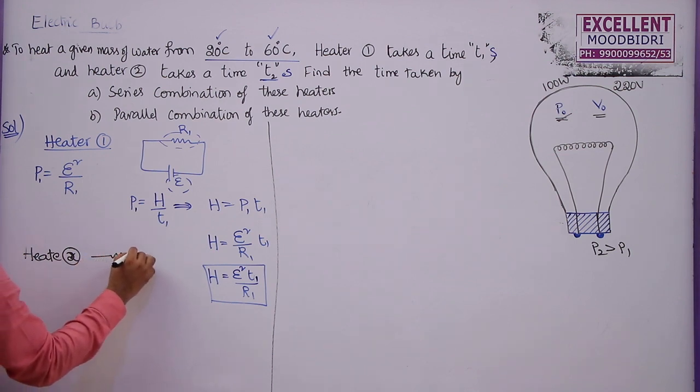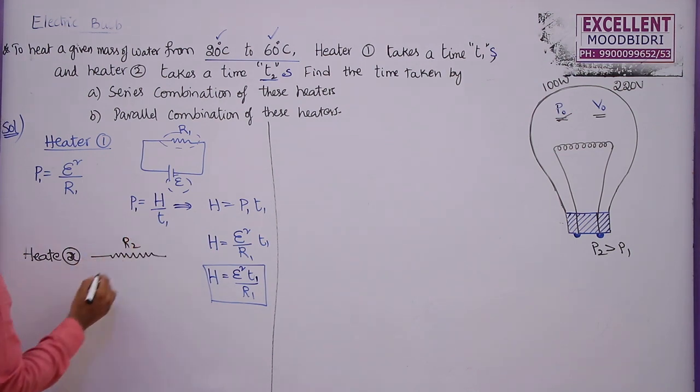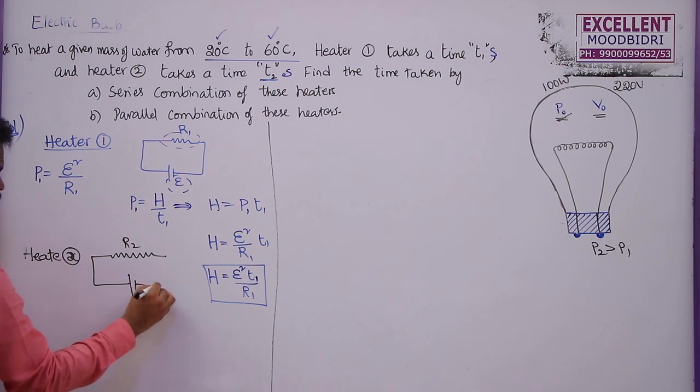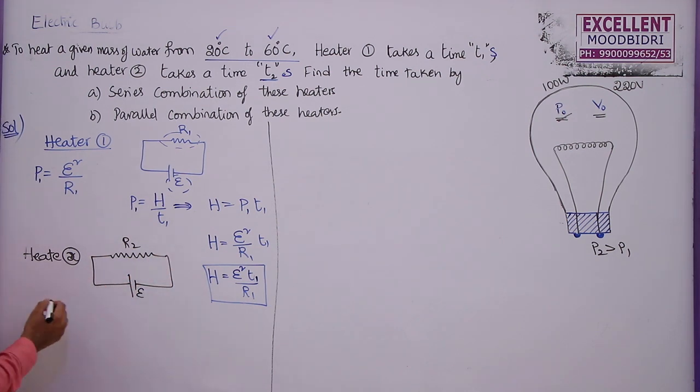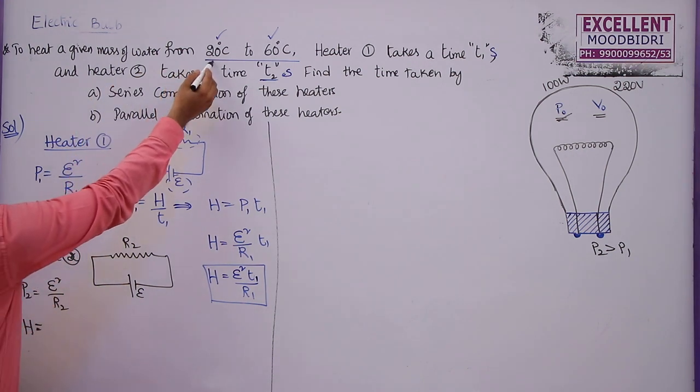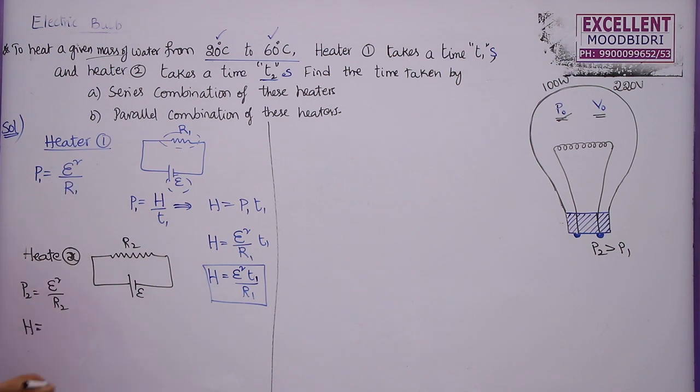So let me use one more resistor having resistance R2 connected to the same source of EMF. Now the power consumed by the second heater is given by E square by R2. So what is the heat required to increase the temperature from 20 to 60 for a given mass of water?